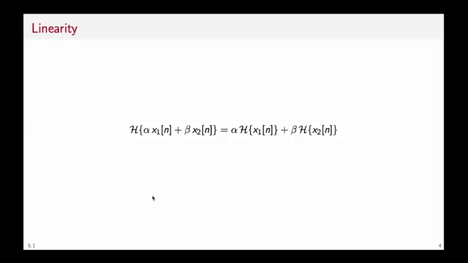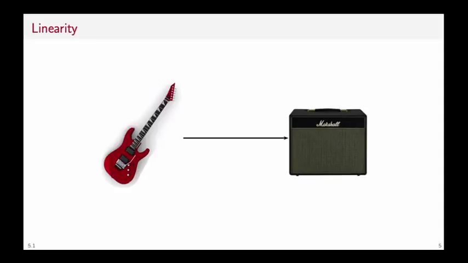Linearity means that if we have two inputs and we take a linear combination of said inputs, well, the output is a linear combination of outputs that could have been obtained by filtering each sequence independently. This is actually a very reasonable requirement.